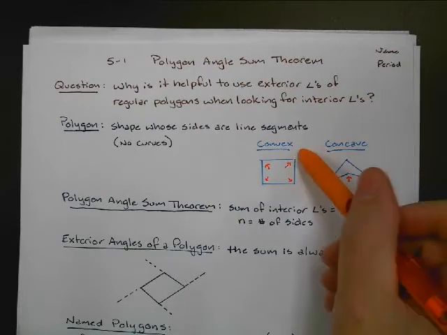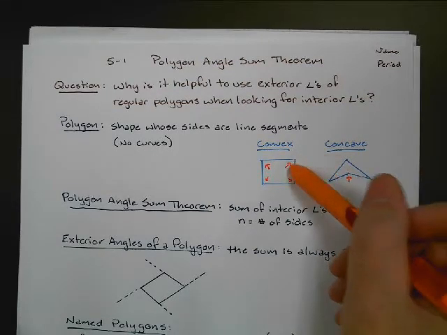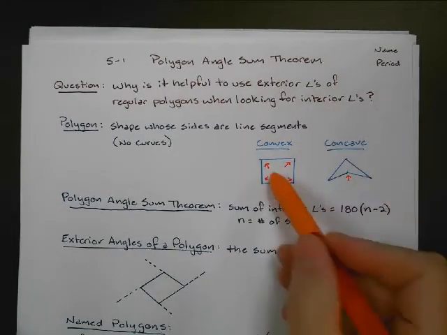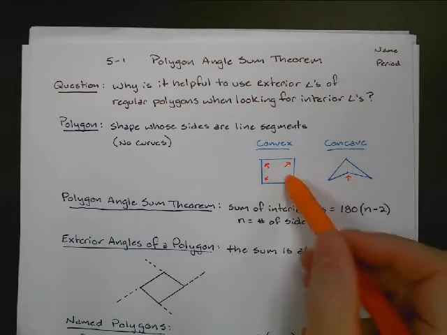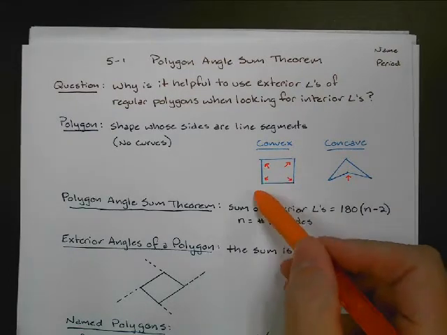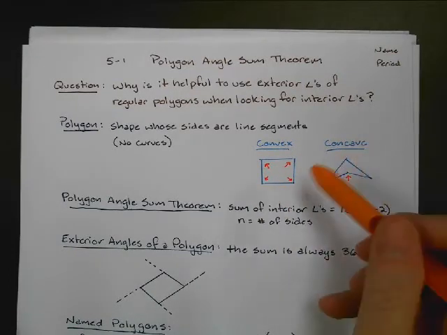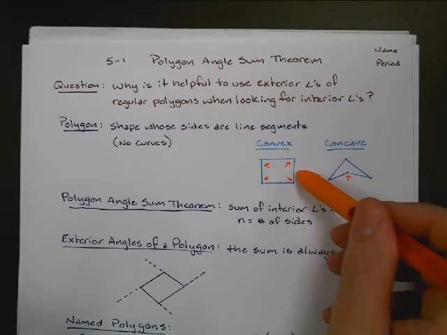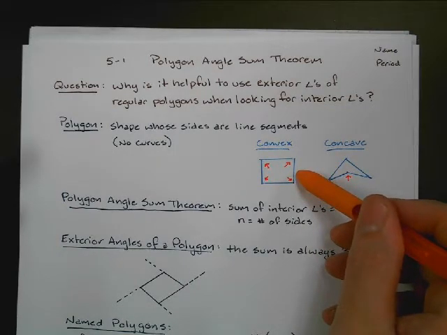There are convex polygons. In a convex polygon, the angles are pointing out. So none of the angles go inside. You can see here I drew arrows. The angles are all pointing out. So the corners point out. And this is what we're basically going to be doing in this unit. So if the word convex comes up, that's just all the stuff we're already doing.